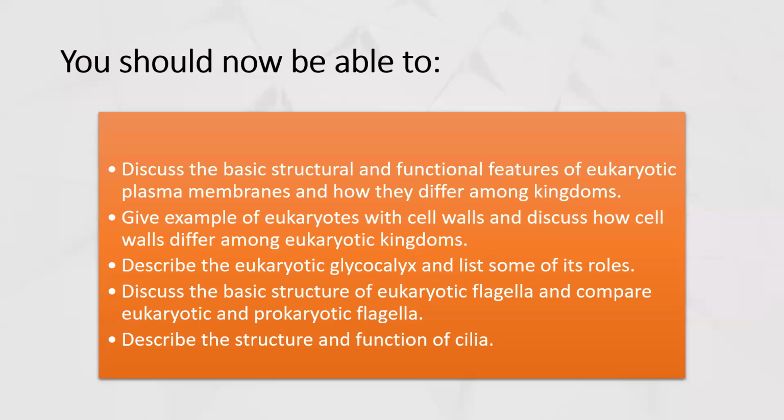And so with that, you should now be able to discuss the basic structure and functional features of plasma membranes, cell walls, the glycocalyx, the flagella, and cilia, as well as comparing some of those functions with how they work in prokaryotes as well as eukaryotes.